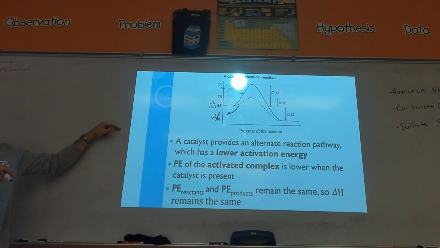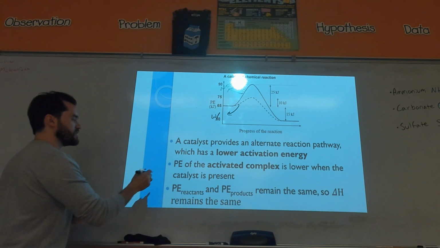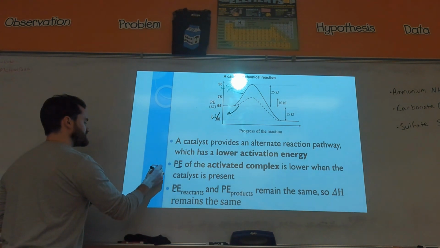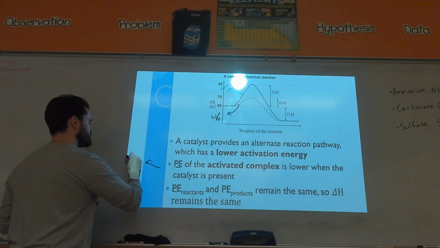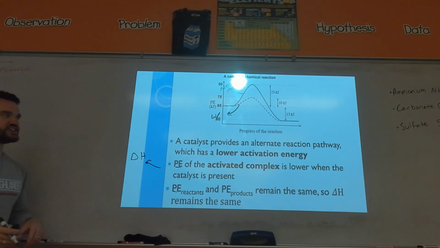So with no catalyst, you have to put in 25 kilojoules of activation energy. If you do have the catalyst, it's only 10. Kind of like what we talked about. But what we haven't talked about is the potential energy, or you can think of this as the delta H of the reaction. Notice how it is the same whether you have a catalyst or you don't have a catalyst.